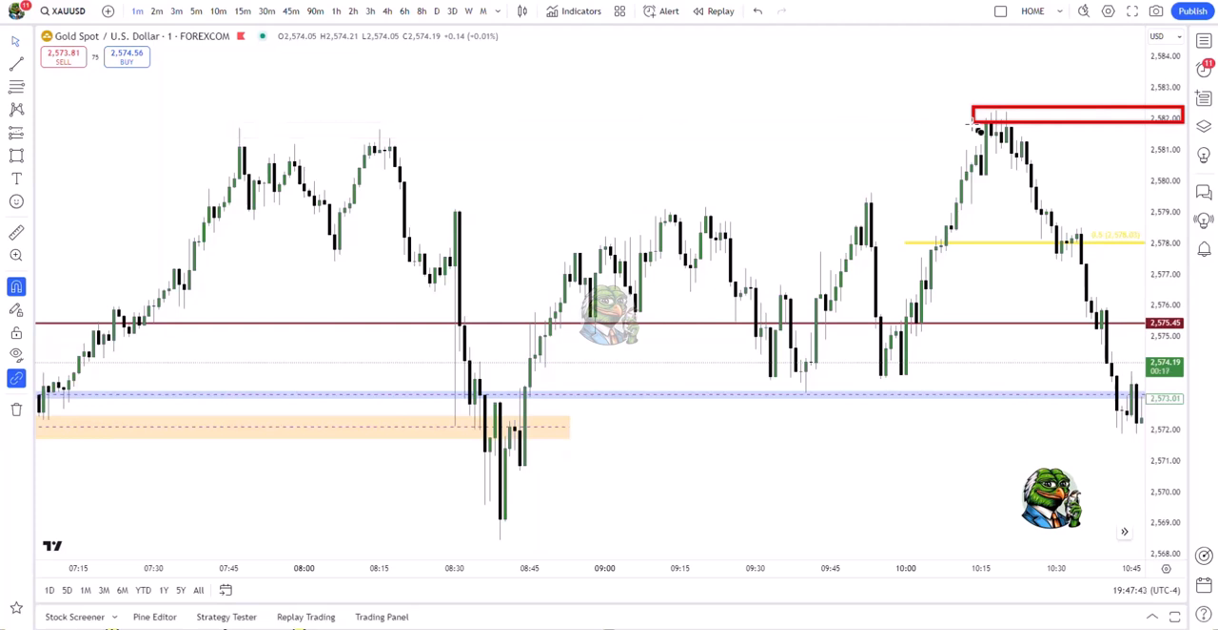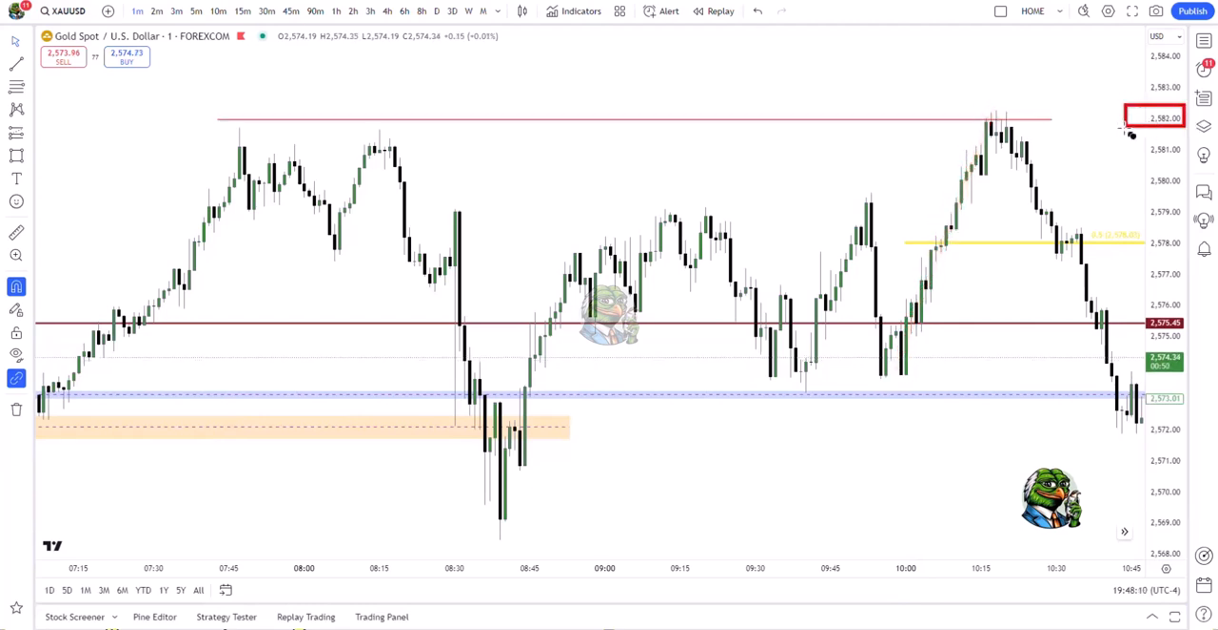Here we have a rejection block, that little wick on this candle, and the market comes into that at 10 a.m. 10 a.m. is a key time. It's a new hour, and that moves up as we can see, and takes out all this liquidity, which we were waiting for. 2582 is the ultimate target.